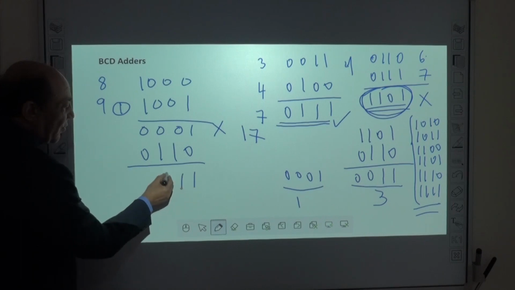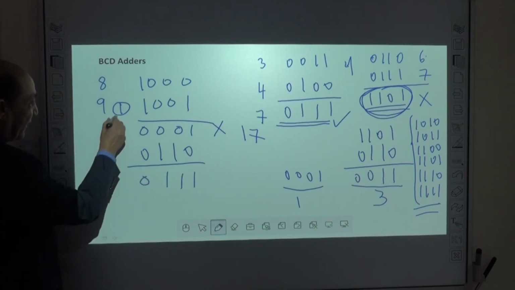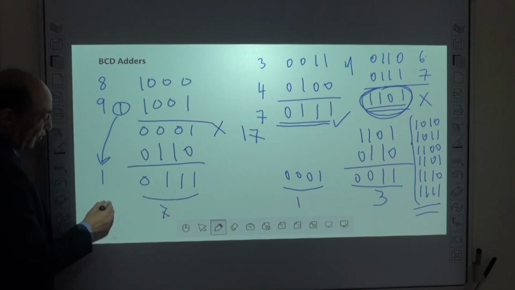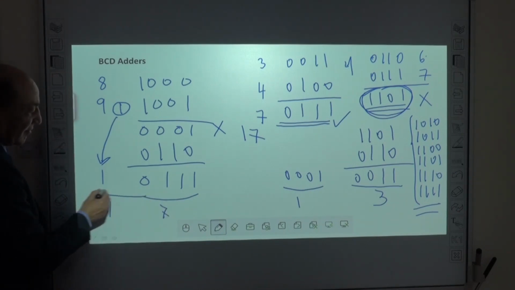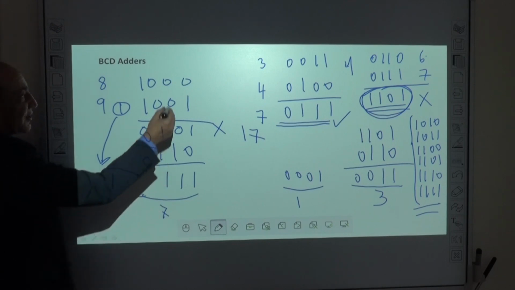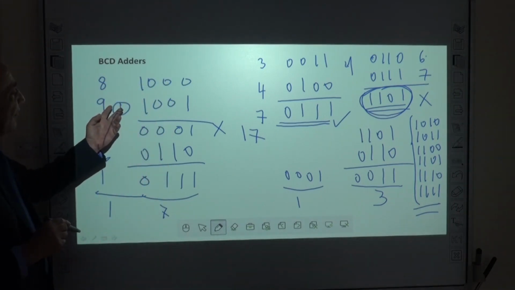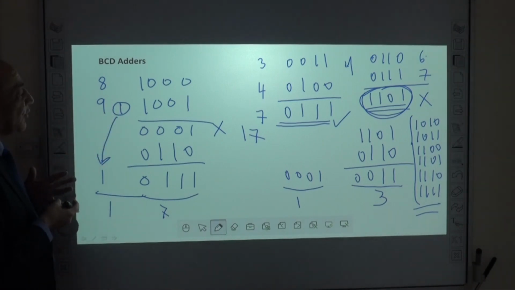1 1 1 0, and here is our carry. So now the result is 7 1 17, and this is okay since we are adding 8 with 9. You see, we usually have a carry when we add 8 with 8, 8 with 9, 9 with 8, or 9 with 9.